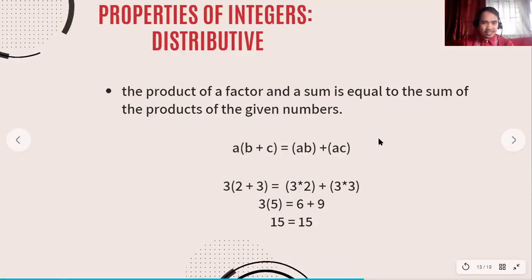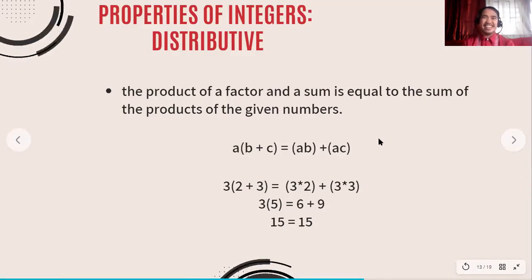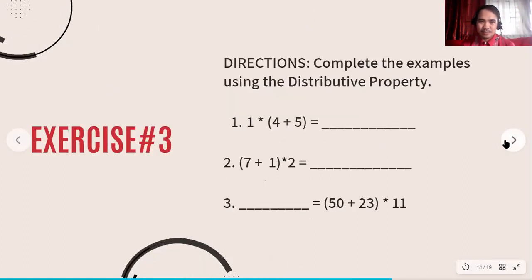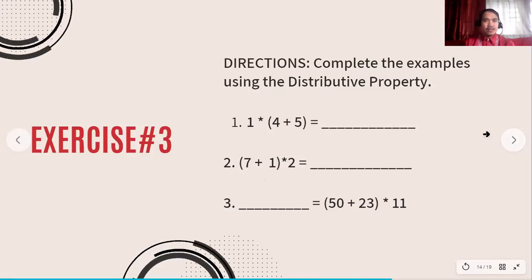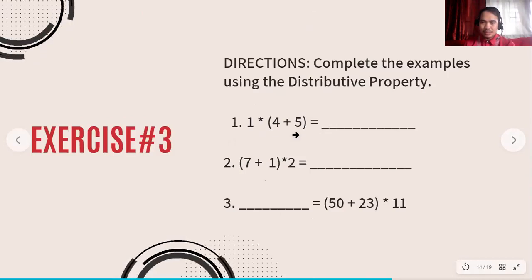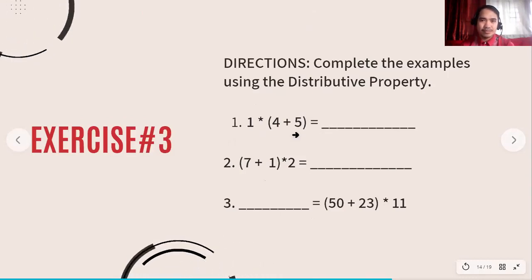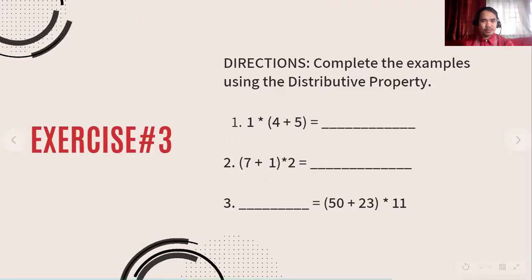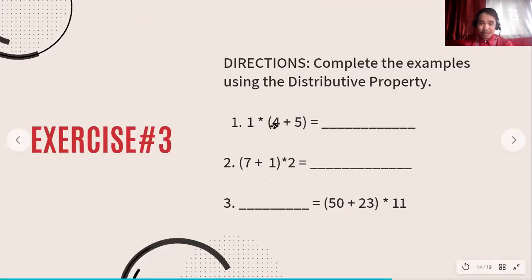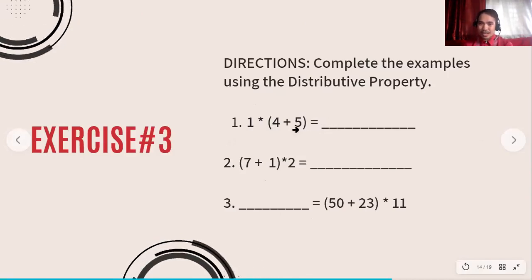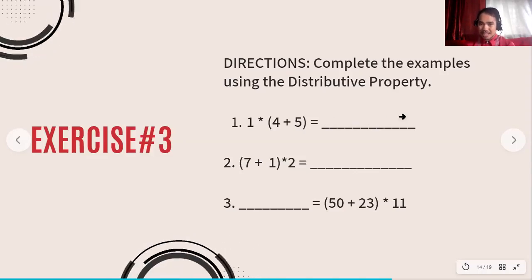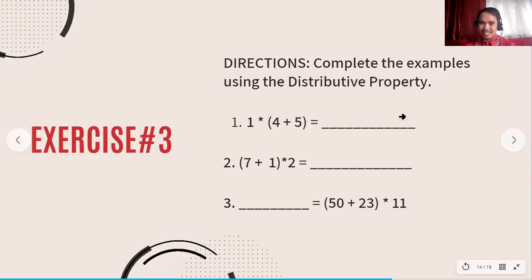Are you ready for an exercise? Yes, that's great. Okay. The first item is 1 times the quantity 4 plus 5. Who can answer this one? Yes? Okay, very good. The answer here is 1 times 4, that is 4, plus 1 times 5, that is 5. So 4 plus 5 is equal to 9. Very good.